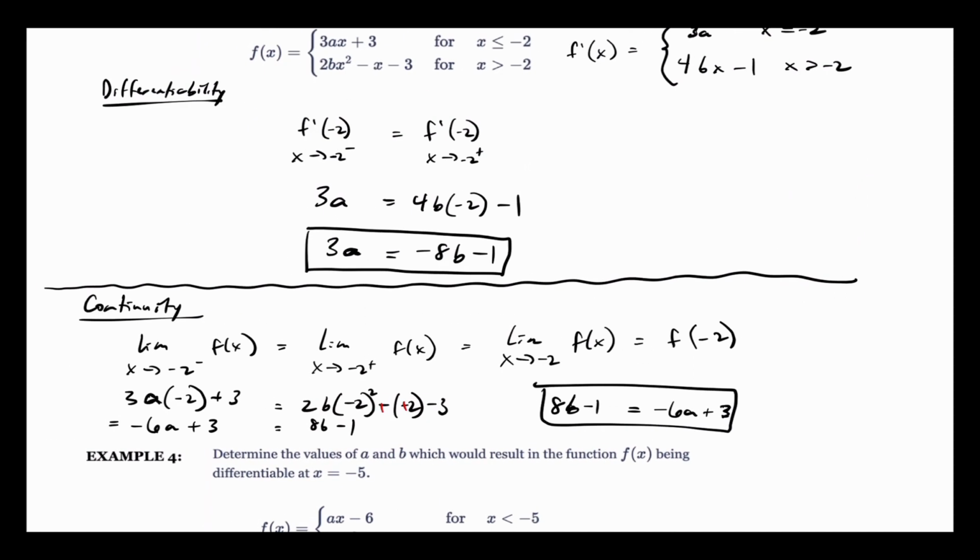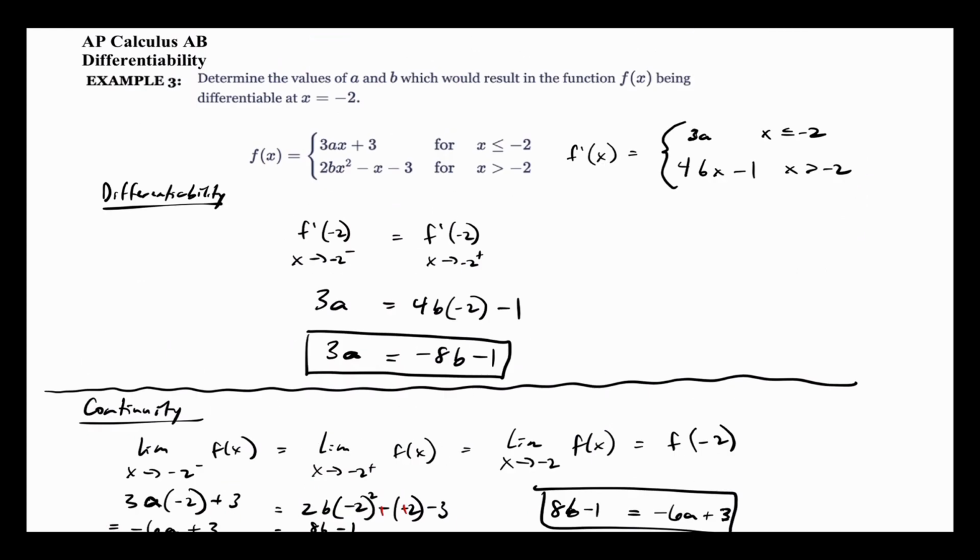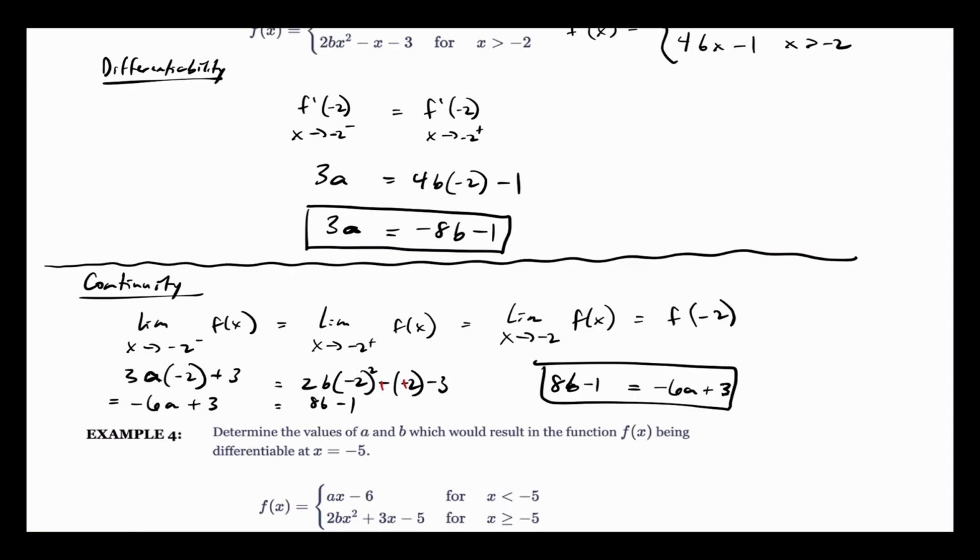So I have to solve for a and b. We did this last chapter. So to do that, I have to get A and B on the same side. So let me get another sheet of paper. This is example number 3. So I have 3A equals 8B minus 1.